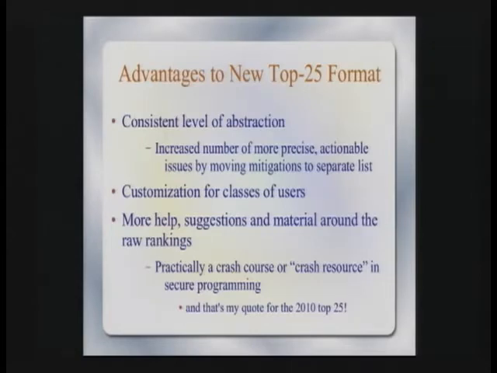The advantages of this new format: we have a more consistent level of abstraction. We have an increased number of more precise, actionable weaknesses. We have customization for different classes of user with profiles. We have a lot more help and material around each of the weaknesses, and we have tables and guidance. If you take this new top 25 list, it's like a crash course in secure programming. So it's a very helpful resource if you have new hires. You may want to get them to pay attention to it.